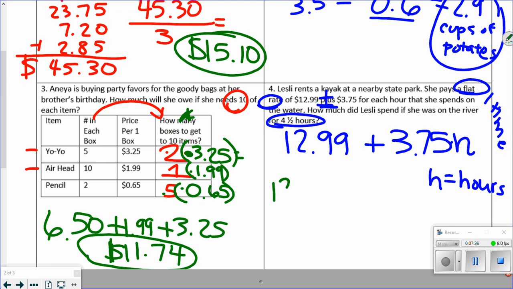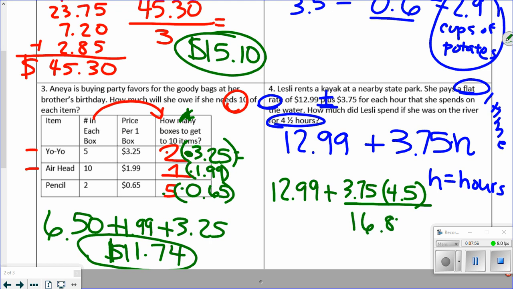Okay, so we've got $12.99 plus $3.75 for how many hours? Let's go ahead and put that amount in. Well, she's on the river for 4.5 hours. So I'm going to multiply my amount that she pays per hour times the amount of hours. And that gives me 16.875, but we need to round to the nearest cent. So instead of 875, we're going to round up because the 5 bumps up the 7 to an 8. So $16.88 plus the $12.99.